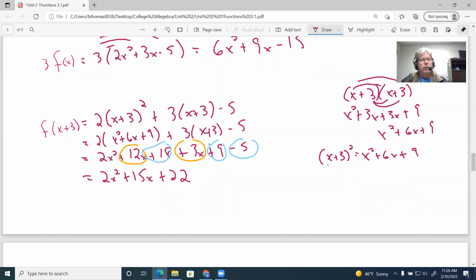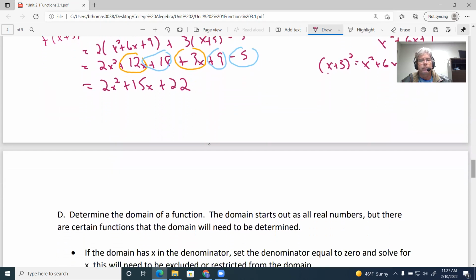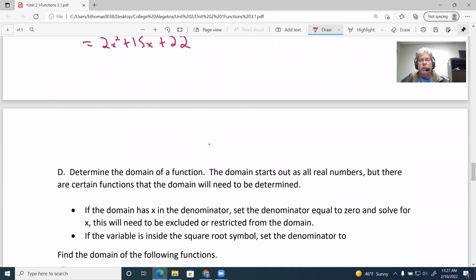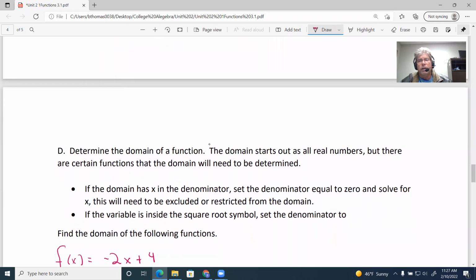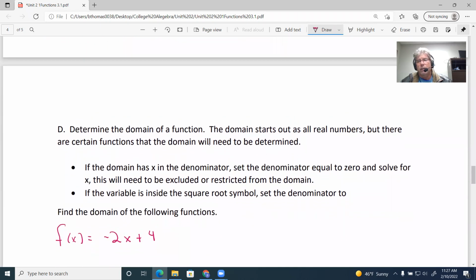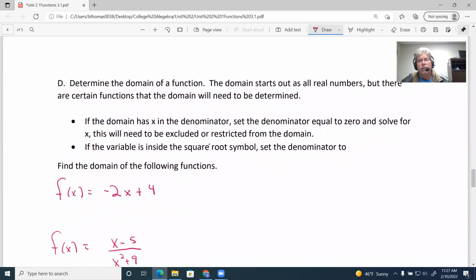So f of x plus 3 turns into this expression. So that one requires a little bit of that math we did back in the earlier units, in unit 1. So that's one of the things you may have to do in your homework, is start to play with evaluating functions by replacing x with whatever they give you.